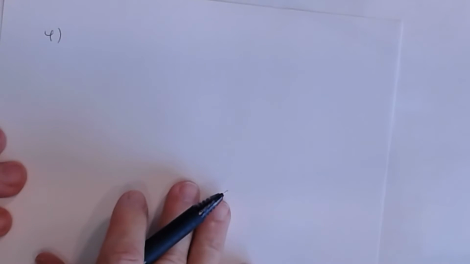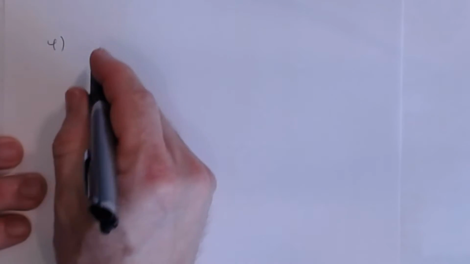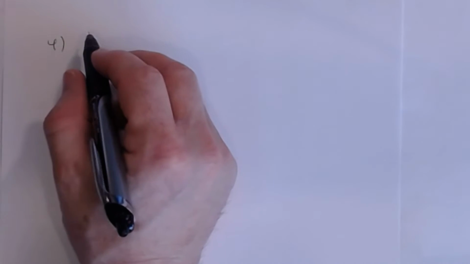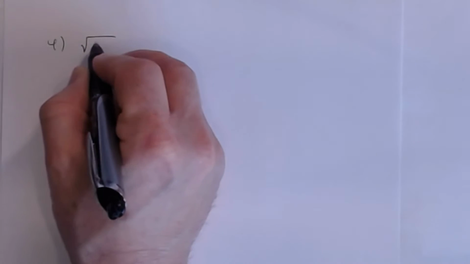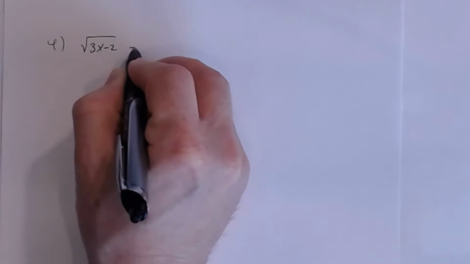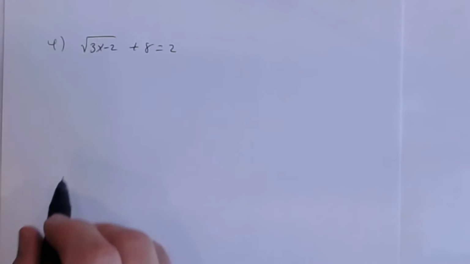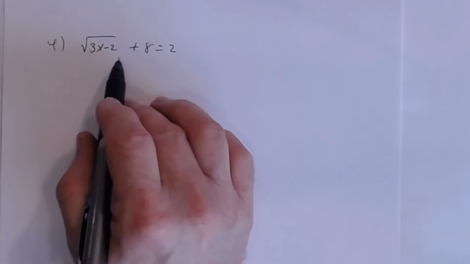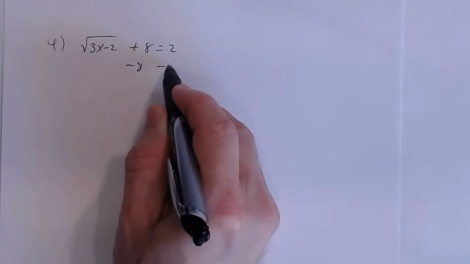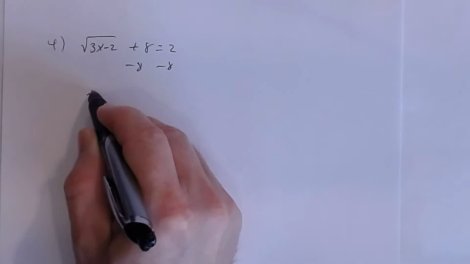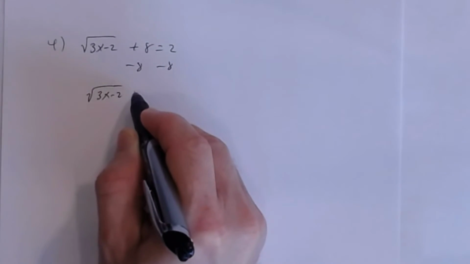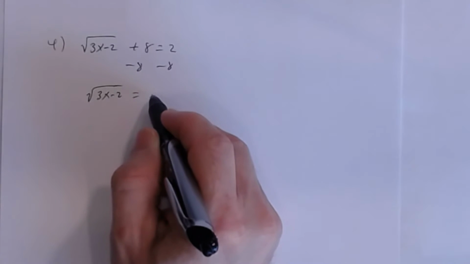So number 4, we have the square root of 3x minus 2 plus 8 equals 2. Now, again, I want to get the radical by itself. So I'm going to go ahead and subtract 8 from both sides. When I do that, I get the square root of 3x minus 2 is equal to, and then 2 minus 8 is a negative 6.